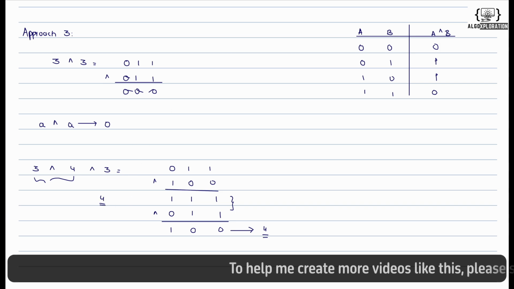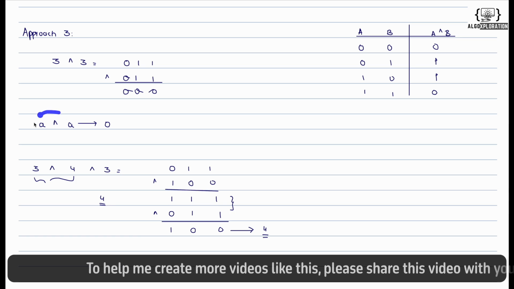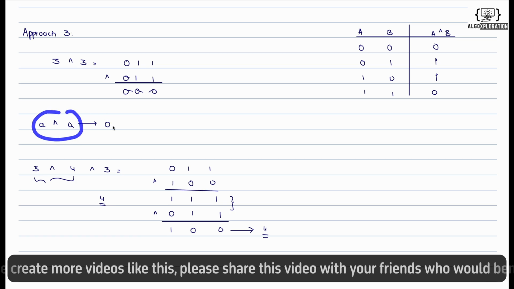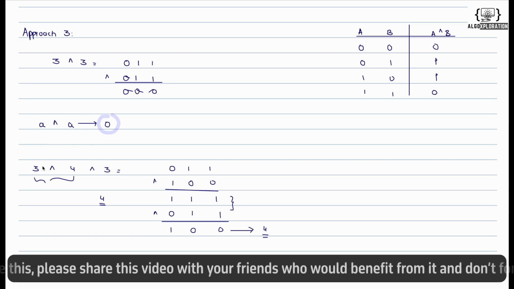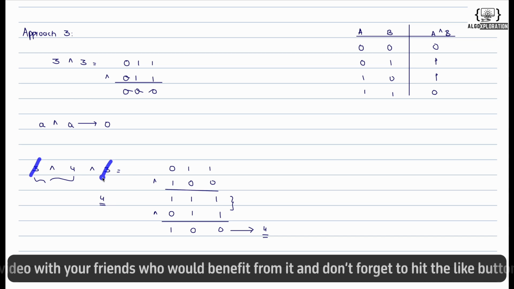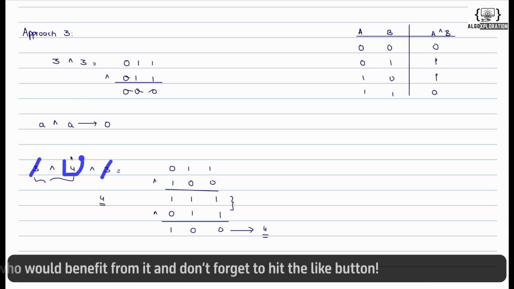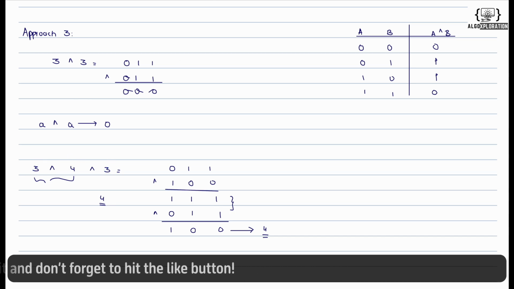Here we got to know that if I do the XOR of the same element, my answer will always be 0. So we can say that this and this will get cancelled, and the answer will be 4 only. In this way we can solve this problem. Let's take one more example.